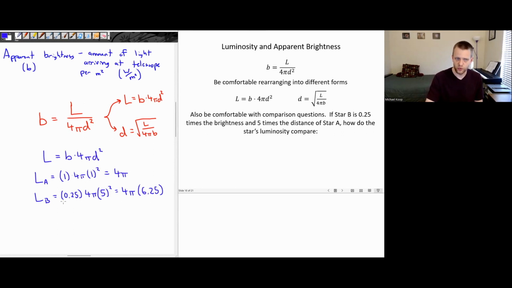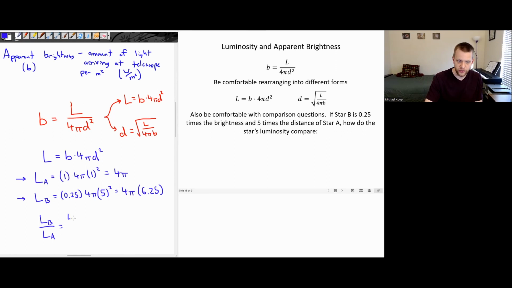So again, all I did here was say we have our original case where we used ones for all the quantities that we were not given. In my new case, the apparent brightness changed, the distance changed, and I'm seeing what sort of difference we have in the luminosity of B compared to the luminosity of A. And the last step in any of these comparison questions is to say, what is our new value divided by our original value?